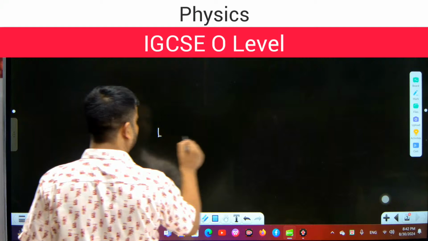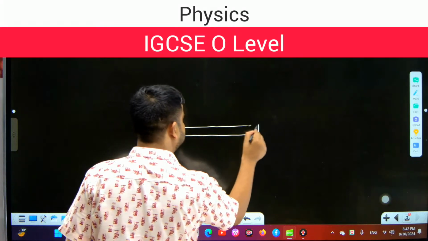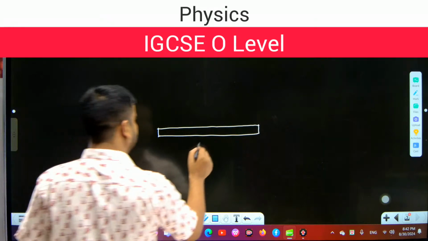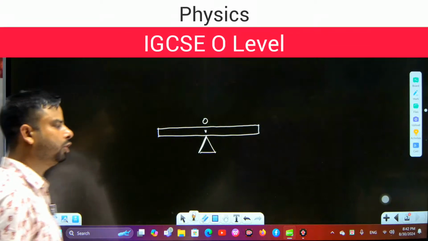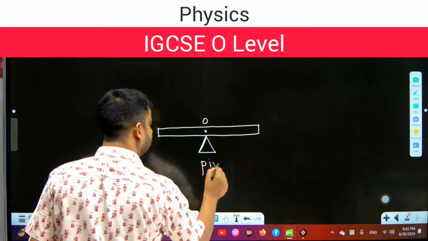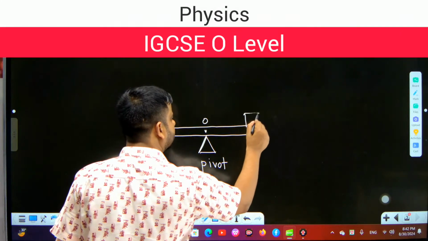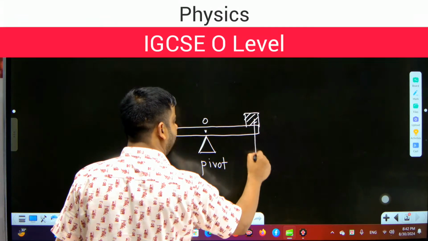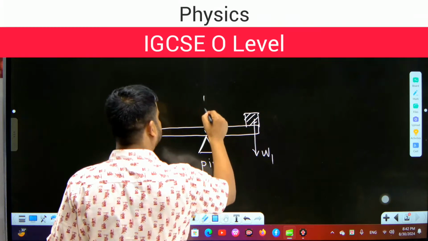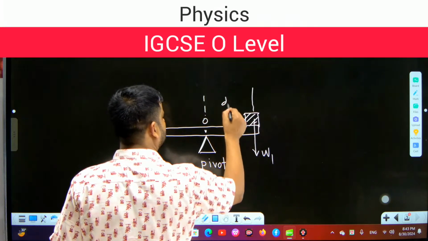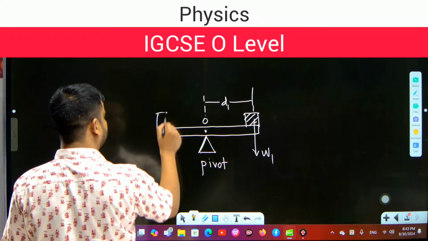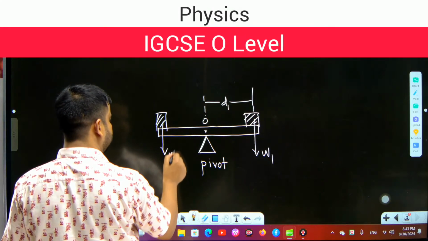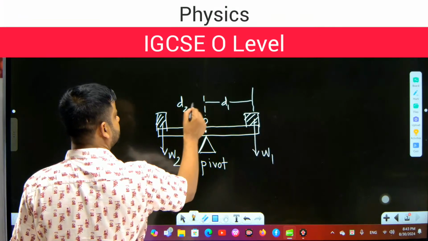Now, there are two types of moment. One is clockwise, another is anti-clockwise moment. Say the pivot is here at point O, and one object is placed here. The weight acts downwards, W1, and the perpendicular distance from the line of action of the force to the pivot is D1. Another object is placed here, weight acts downwards, W2, and the perpendicular distance is D2.